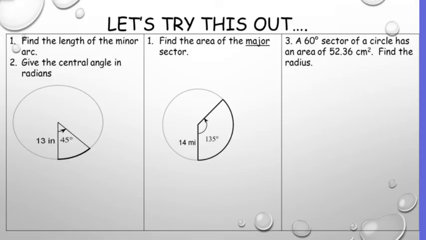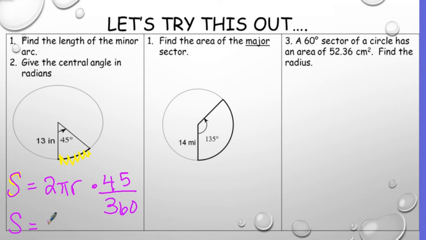All right, so this question says to find the length of the minor arc. So they're asking me to find the crust of the pizza, which is right here. So you're going to use your arc length of a sector formula. And you're going to say that should be 2 pi r, because this is a part of the circumference, times 45 over 360. So you get arc length equals 2 pi 13 times 45 over 360.